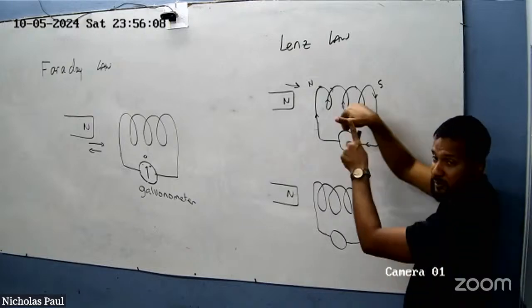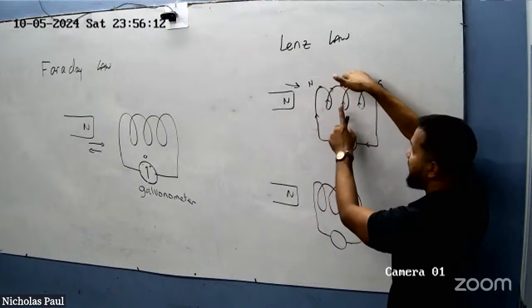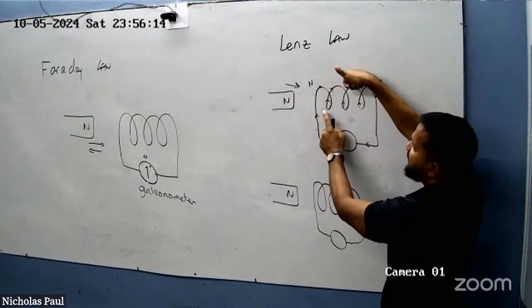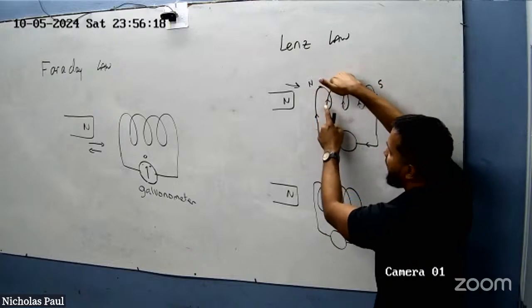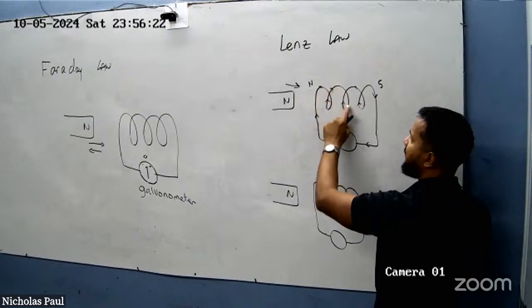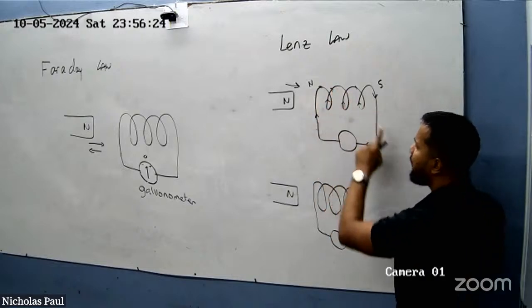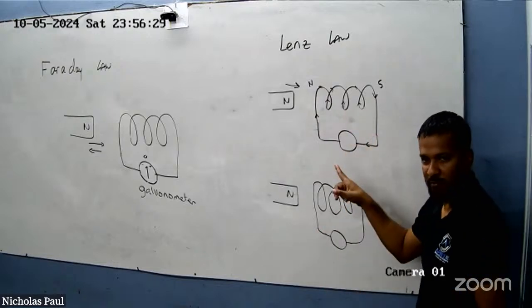So with my thumb pointing towards magnetic north and my fingers curling, they curl in at the top and come out at the bottom. In, out, in, out. So it's going in at the top. All right, clockwise direction.